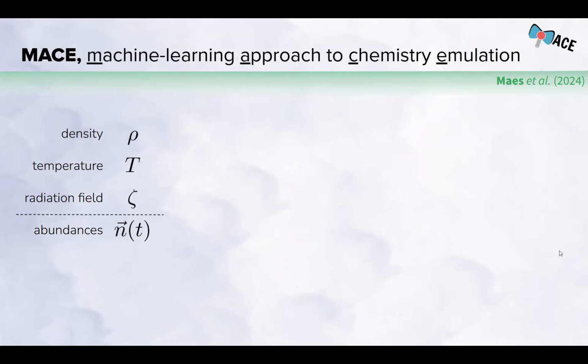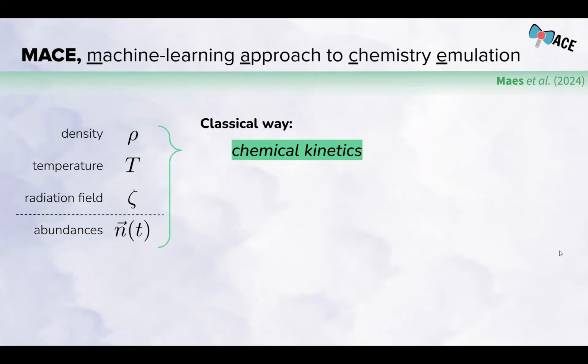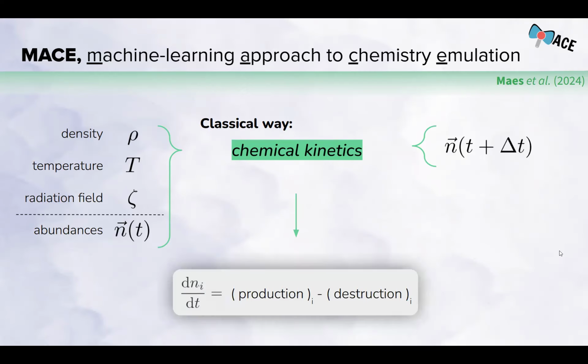So we have some physical parameters, the density, the temperature, and some radiation fields. And we start from a bunch of abundances from different molecules. We can put them through a chemical kinetics code to have the abundances updated by some time step. What is behind this chemical kinetics is basically a bunch of coupled ordinary differential equations, which every time equate the production and the destruction of a certain chemical species.